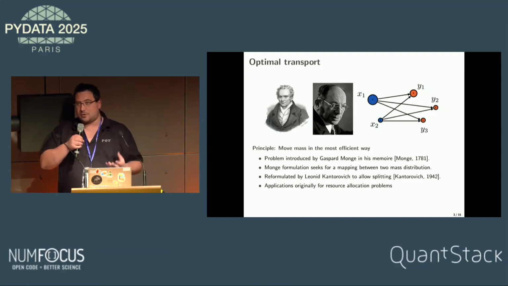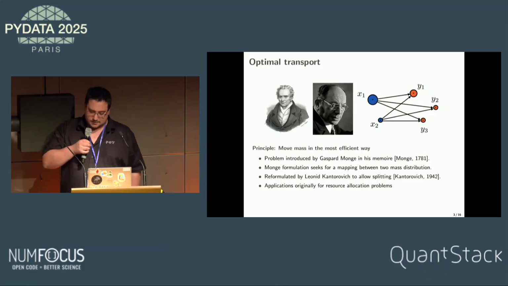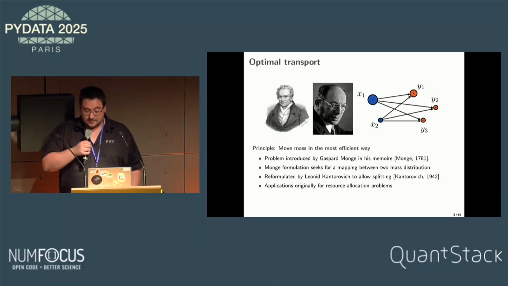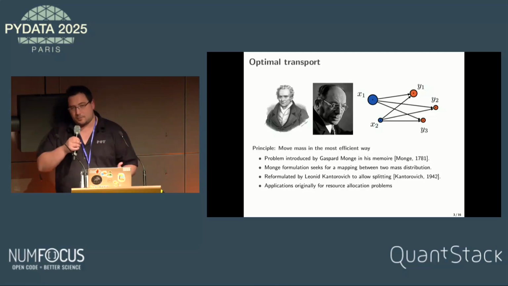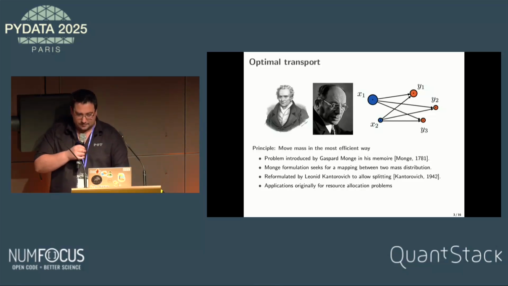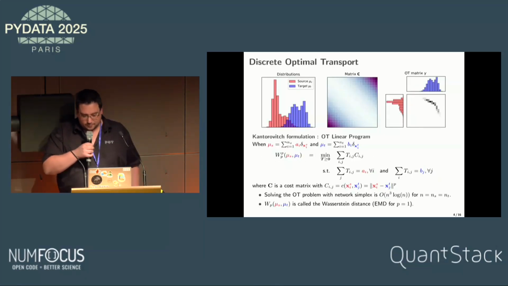It's a fascinating problem that was actually ill-posed by Monge. It was so hard to solve that nobody could solve it for many years, up to the 40s, when Kantorovich reformulated the problem in a way that now we can solve. For those who do numerical optimization, Kantorovich expressed that as a linear program, and so we do have solvers for linear programs. And I'm going to show you what the problem is.